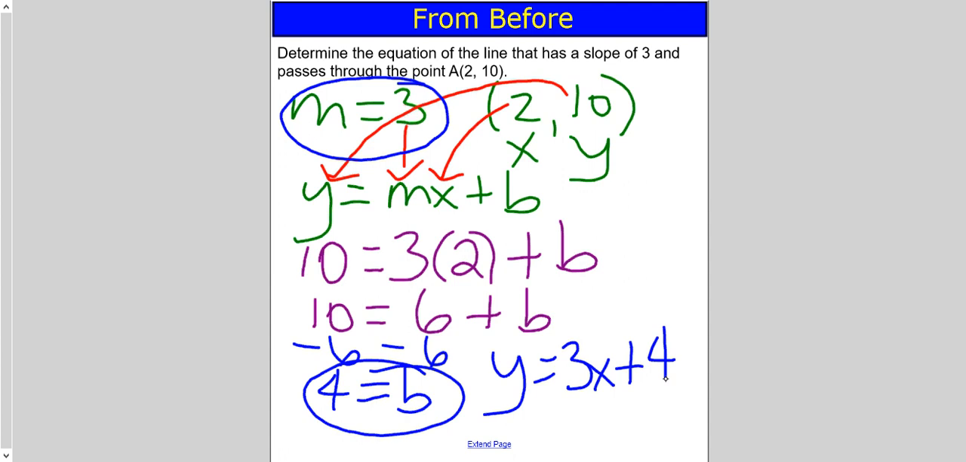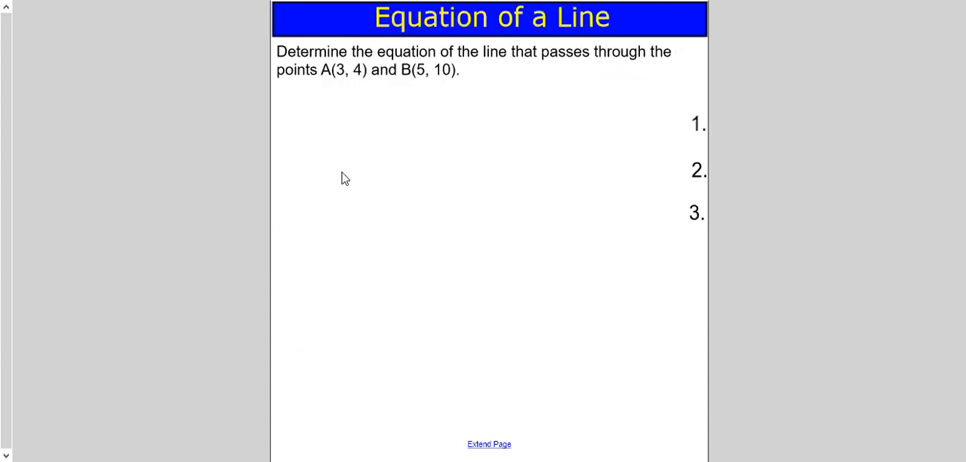But what happens if we're not given our slope? Well, let's take a look. Here we have an equation of a line, and we know that the equation goes through these 2 points. A is at (3, 4), and B is at (5, 10). Now, whenever you're finding an equation of a line, there are 3 steps that we can follow that will always work for us when we're given 2 points. And our first step is going to be to find the slope using our slope formula.